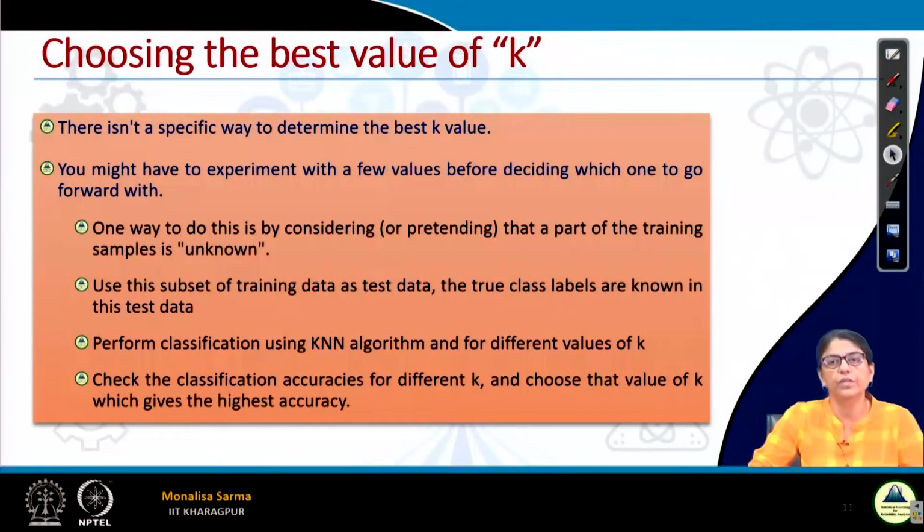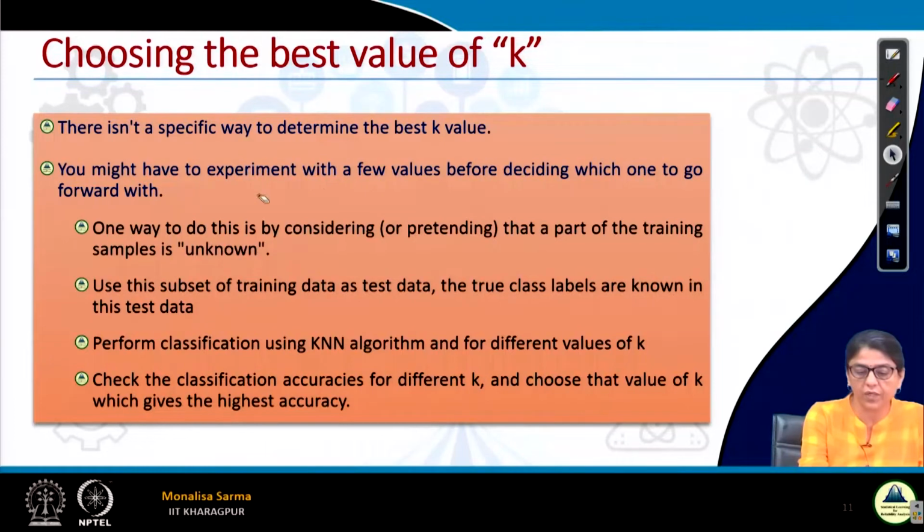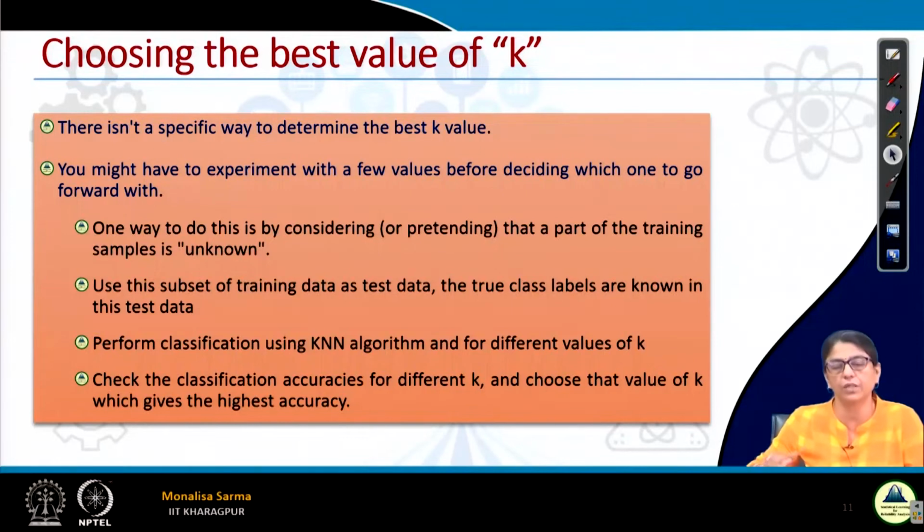So now the question is, how do we find out the k value? I have already specified that we sort the data, then we take the first k points to find its nearest neighbors, the first k nearest neighbors. Now the question is how to find out this k value. There isn't any specific way to determine the best k value. Empirically, you can take different k and find out the values. You might have to experiment with a few values before deciding which one to go forward with. Means you will try many k values, and then you find, okay, this k value gives the better result, then we can go with this k.